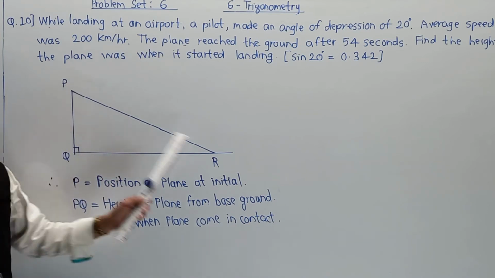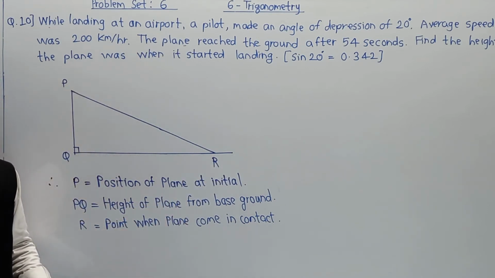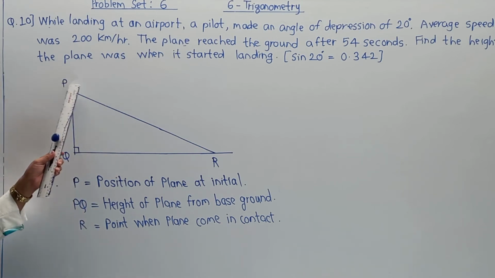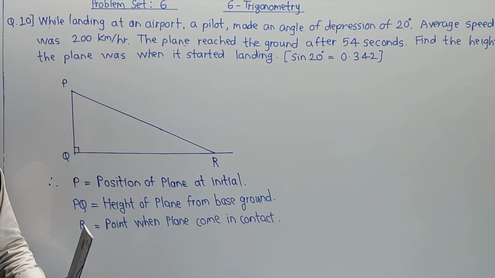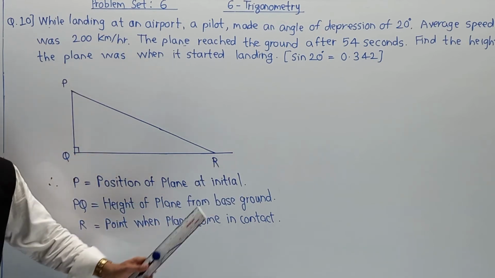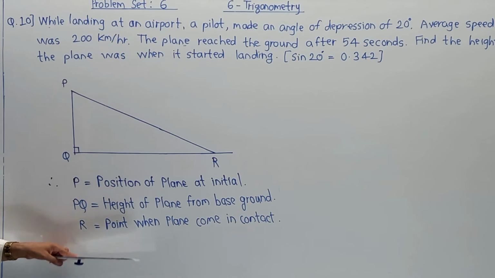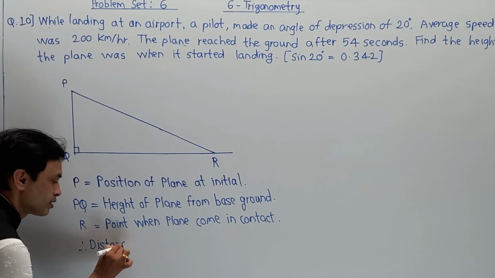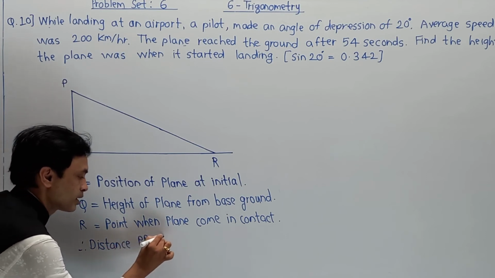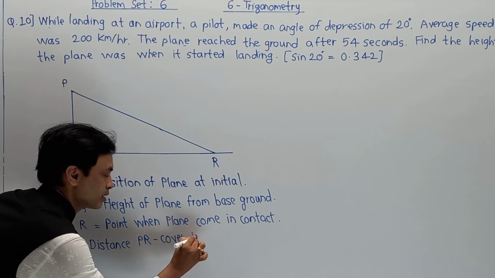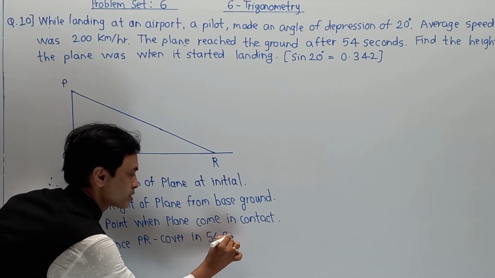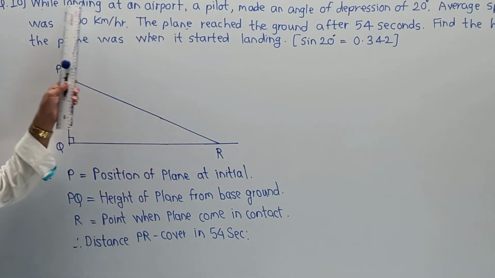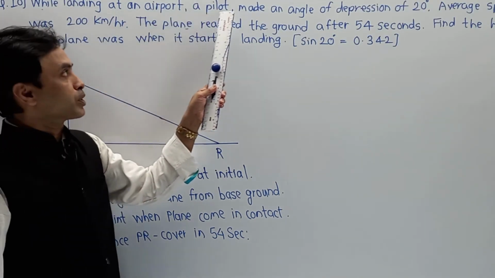Now here from P to R, the time required is 54 seconds. So we cannot mention it directly in the form of distance. You can say distance PR is covered in 54 seconds. So you cannot have a direct declaration. So here, distance PR is covered in 54 seconds. And now the main part is that when landing at an airport, the pilot makes an angle of depression of 20 degree.